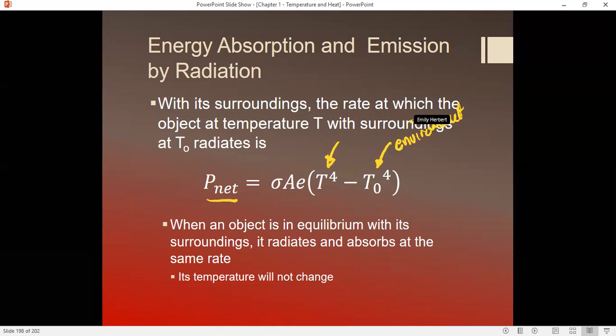So if you're warmer than the environment, you lose energy. If your environment's warmer than you, you gain energy. Positive power means that you're losing energy, you're radiating into space. A negative power means that the power is coming into you. If you are at the same temperature as your environment, the difference here is 0, and there would be no net power exchange.